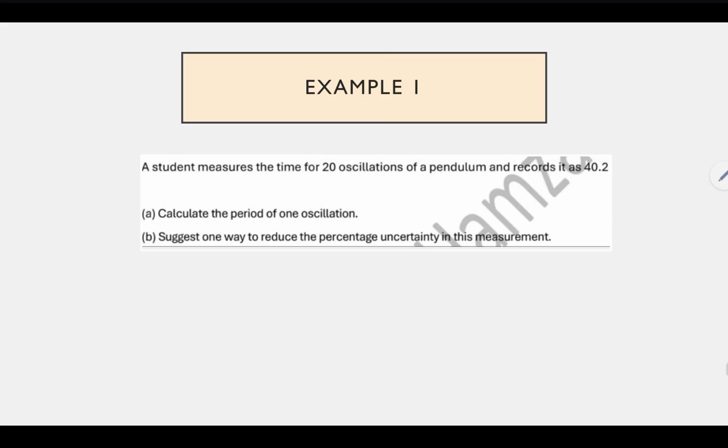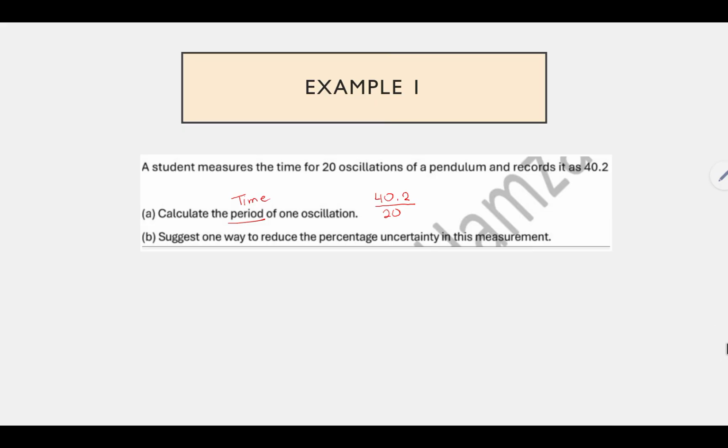Let's take an example. A student measures the time for 20 oscillations of a pendulum and records it at 40.2 seconds. Calculate the period of one oscillation. Period means time. So what am I calculating? The time or the oscillation? The time. So I'll put the time up, 40.2, and the number of oscillations down, which is 20 oscillations. Suggest one way to reduce the percentage uncertainty in this measurement. The best way to reduce the uncertainty is to calculate more oscillations.